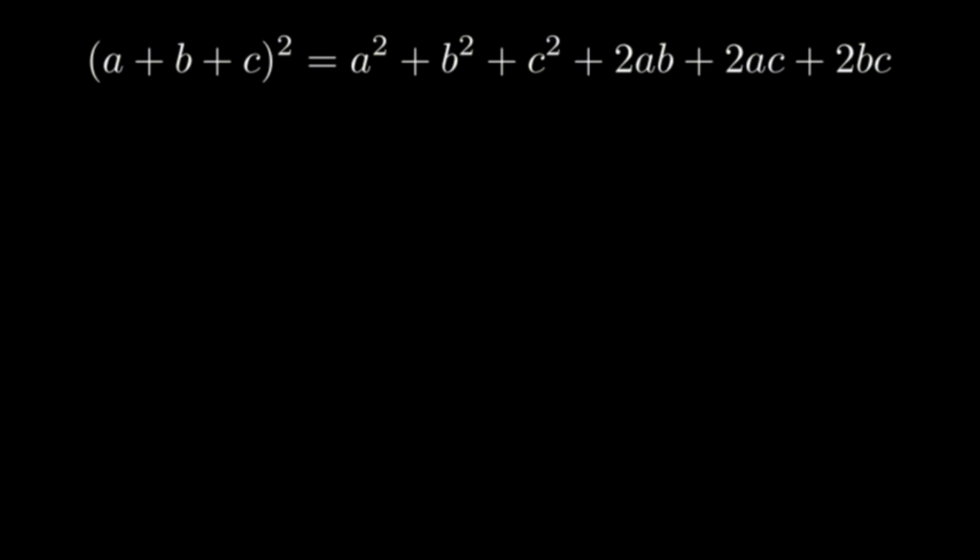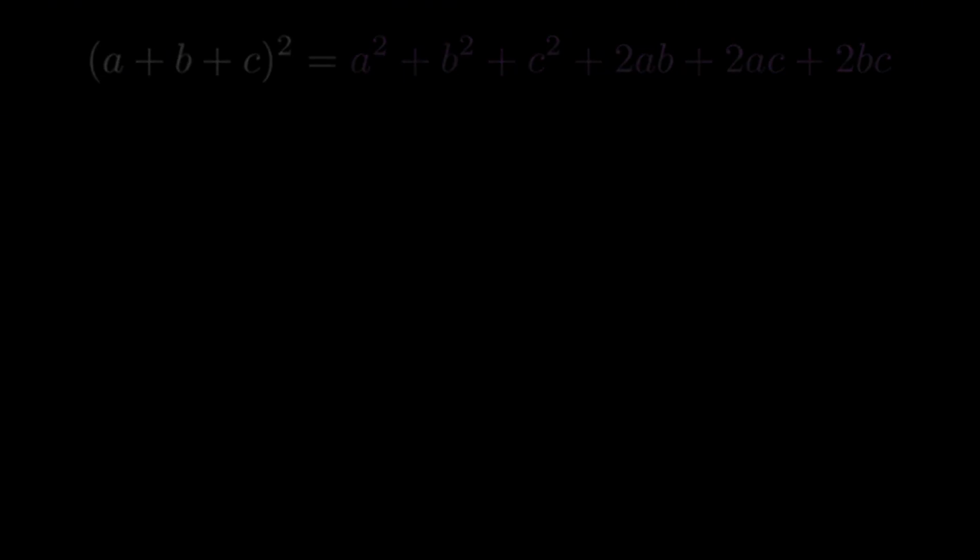Notice how this follows a pattern similar to the binomial square, but with additional cross product terms. This formula is an important algebraic identity. Each squared term, a², b², and c², comes from squaring each term in the original expression. The cross product terms, 2ab, 2ac, and 2bc, represent the product of each possible pair of terms, multiplied by 2.